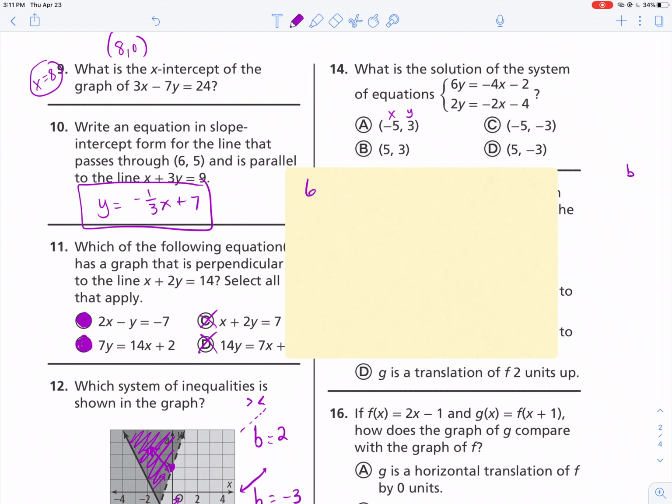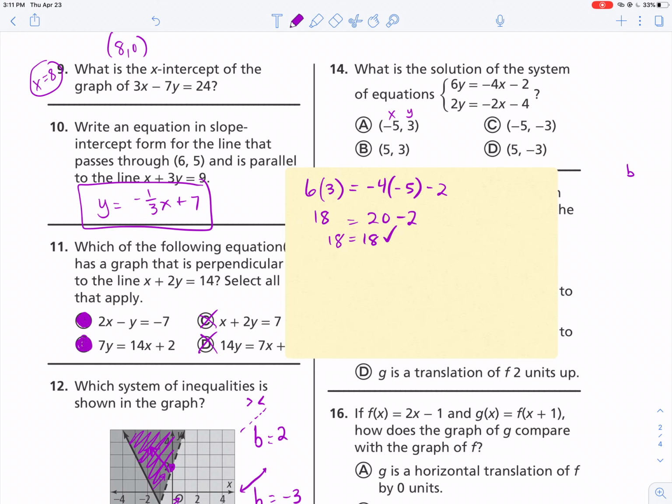So I'm going to plug in 6 in parentheses. My value of y is 3 equals negative 4 times negative 5, not plus, minus 2. So 6 times 3 is going to give us 18. Negative 4 times negative 5 is going to give us 20, minus 2. So we're going to have 18 equals 18. So far it works for the first equation.